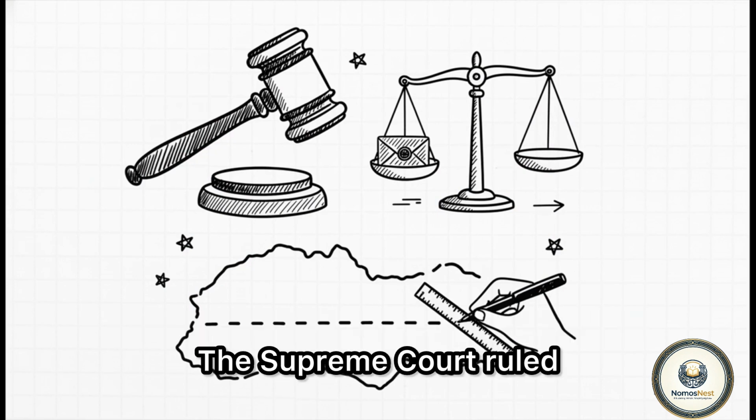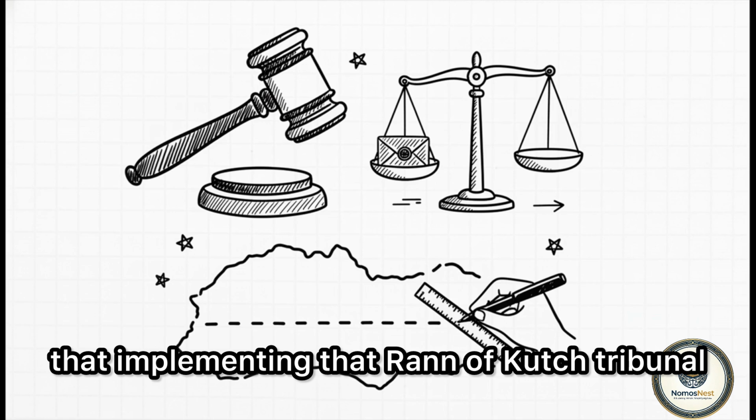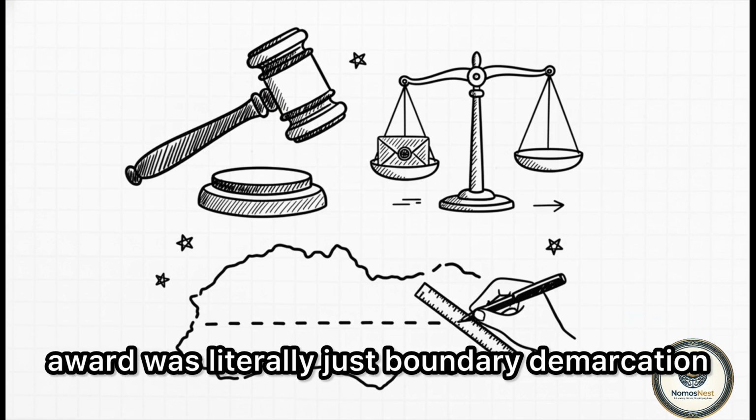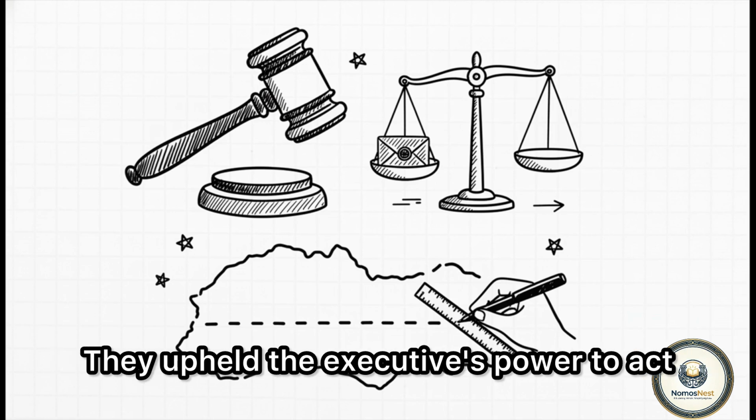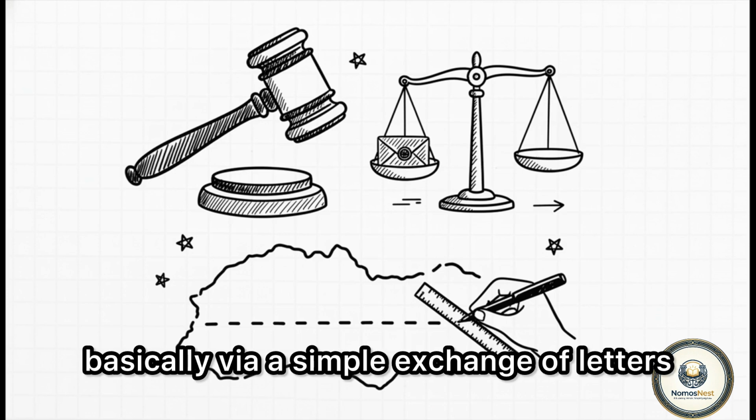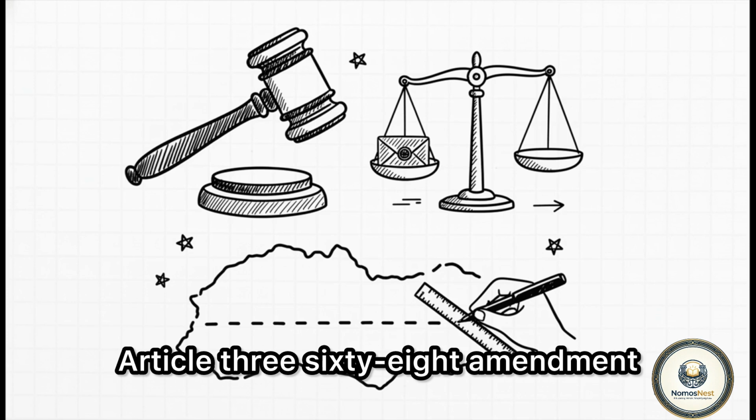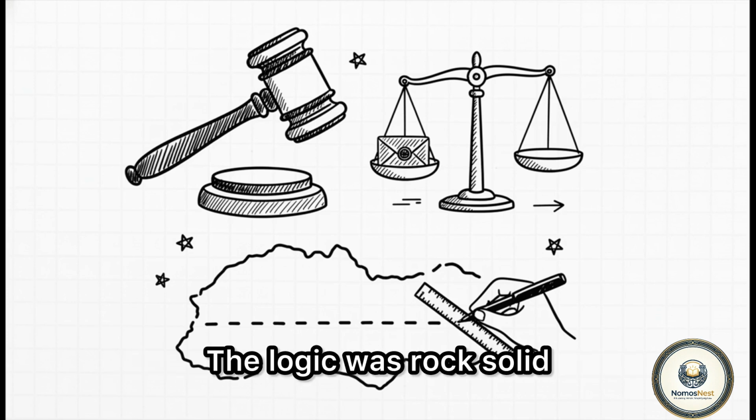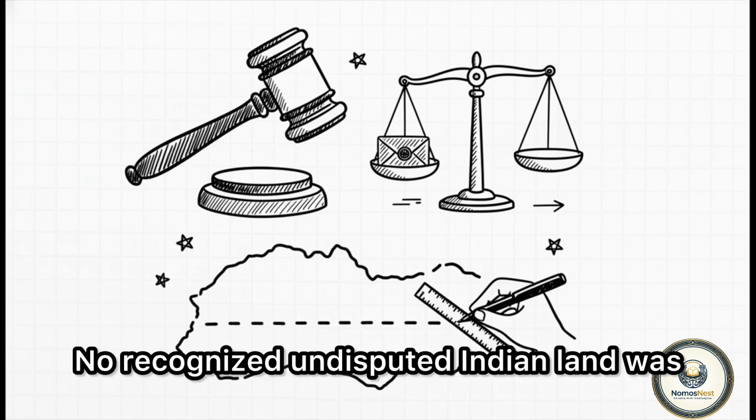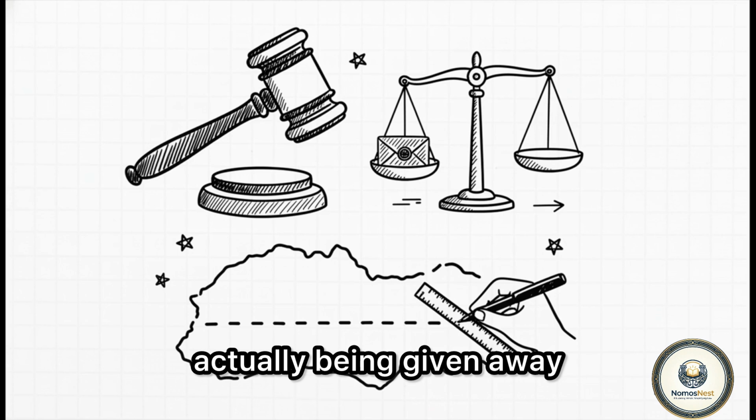The Supreme Court ruled that implementing that Rann of Kutch Tribunal Award was literally just boundary demarcation. They upheld the executive's power to act, basically via a simple exchange of letters to implement a treaty, without needing a huge Article 368 amendment. The logic was rock solid. No recognized, undisputed Indian land was actually being given away.